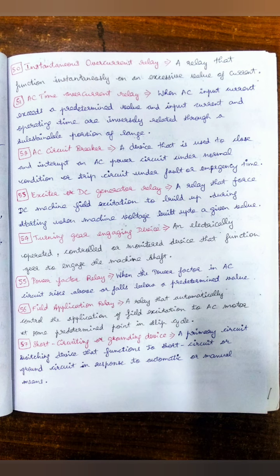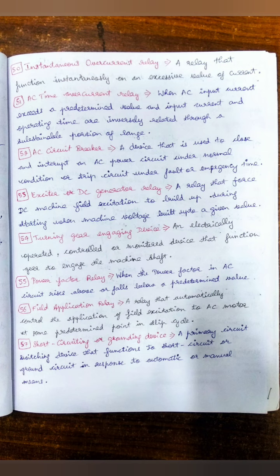First 50, instantaneous overcurrent relay, a relay that functions instantaneously on an excessive value of current. It may be 50N, 50G, in the sense 50 neutral, 50 ground. The N and G suffix will denote neutral, ground and earth. So it's commonly 50.